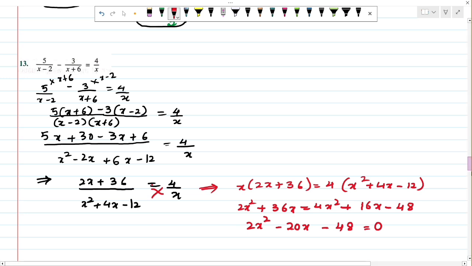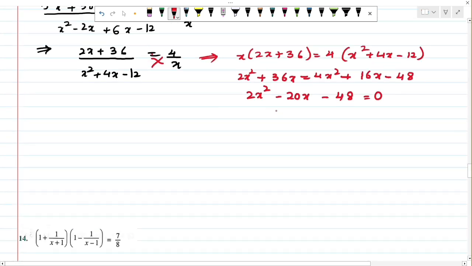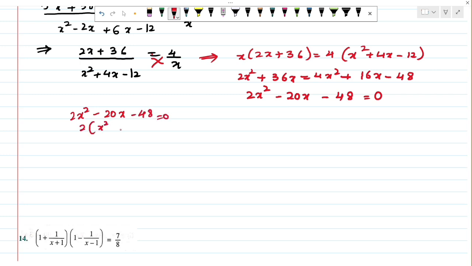So I have got the equation. Now what I'll do here is I'll take the roots for these equations. First thing, I'll take the common term for 2x square minus 20x minus 48 is equal to 0. So I'll take common as 2. x square minus 10x minus 24 is equal to 0.